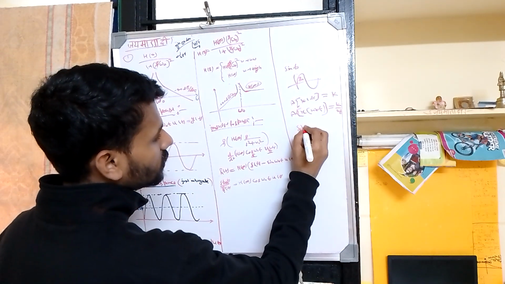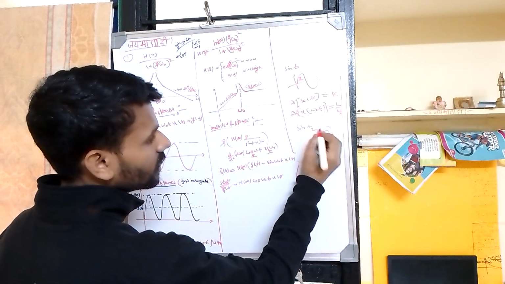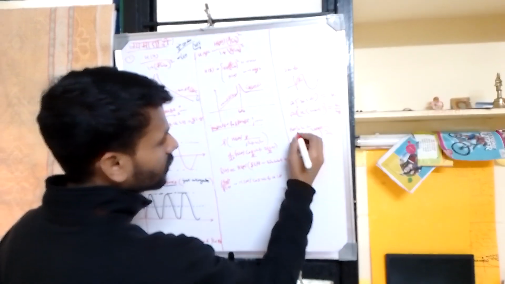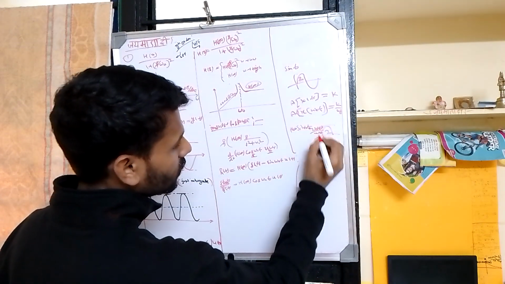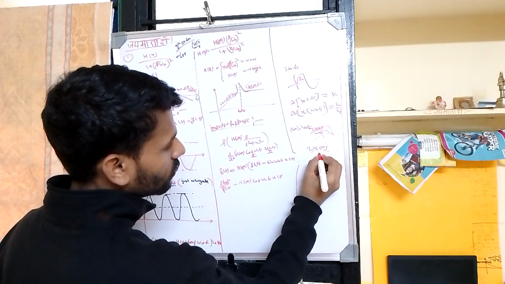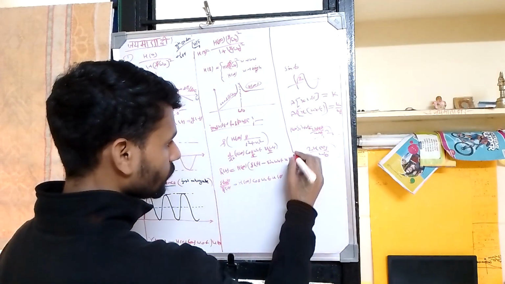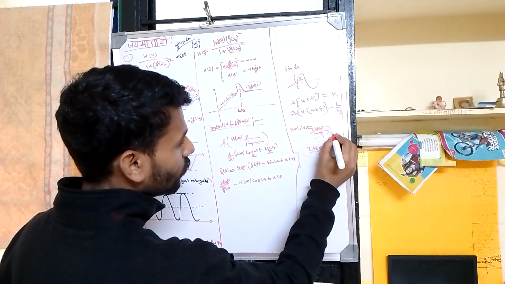So see, for sin t, the area will be 2. If the magnitude is h of 0, then it is 2h of 0. Then if you scale in time by omega naught, then the area will be 2h of 0 divided by omega naught. Okay, this area is for one half cycle.